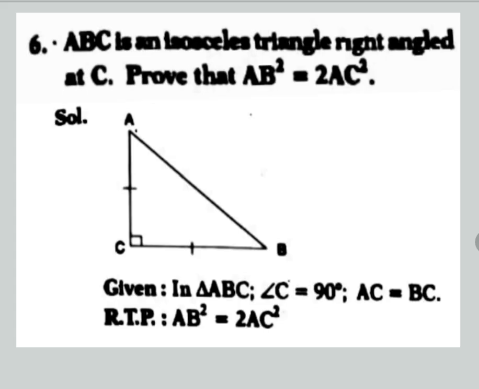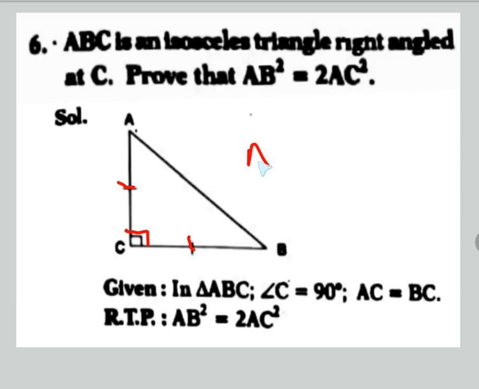ABC is an isosceles triangle, right angled at C, and prove that AB square is equal to 2AC square. Isosceles means two sides are equal. So here is a right angle. In ABC, angle C is 90 degrees. AC is equal to BC because the two sides are equal, and AB is hypotenuse for this right angle.